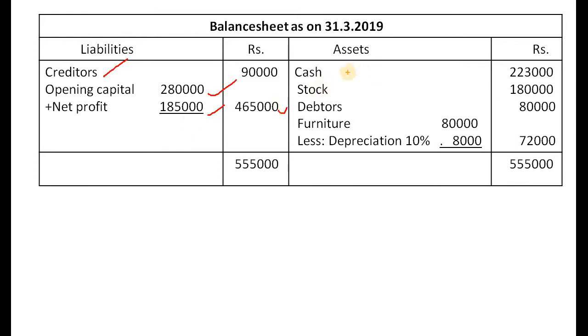And closing balance of cash we pick up from the cash book, and the stock information is also given in the problem. Closing balance of debtors we got from debtors account, and from furniture balance we are deducting 10% depreciation, and we are entering the net amount in the outer column. After entering this information, we are totaling the asset side and liability side, and we are getting balance sheet tallied.